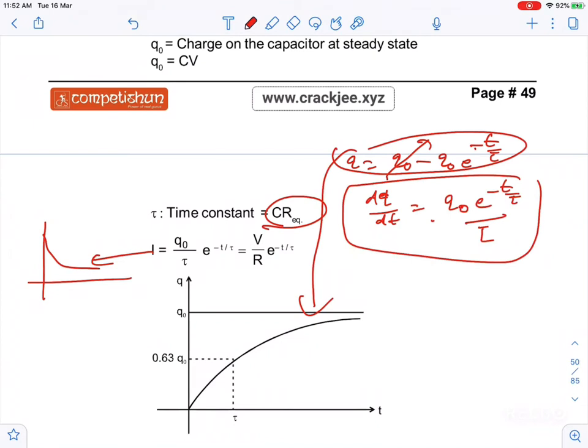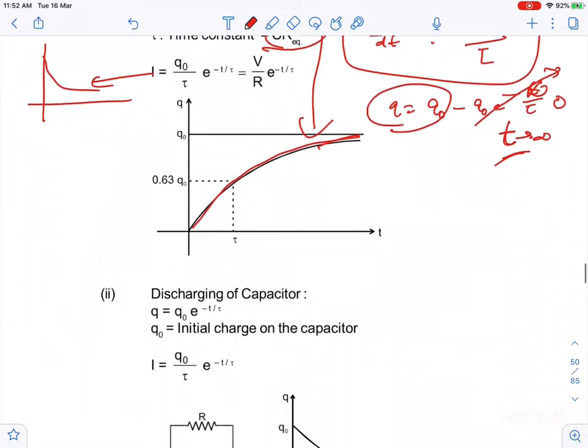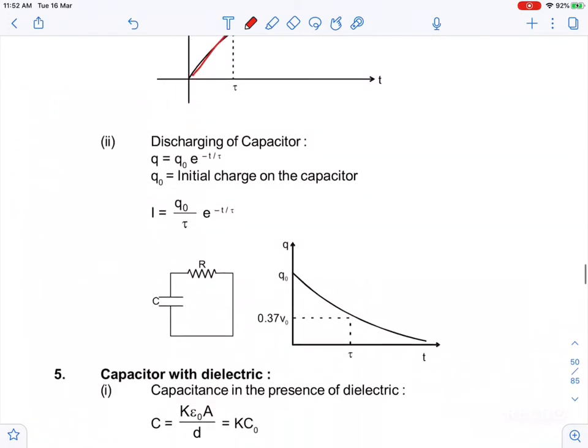I have plotted next this graph, Q is equal to Q naught. At t is equal to 0, this value is 0, because when you put t is equal to 0, Q naught minus Q naught is equal to 0. At t is equal to infinity, e to the power minus infinity becomes 0, so Q becomes Q naught. Finally it becomes Q naught.